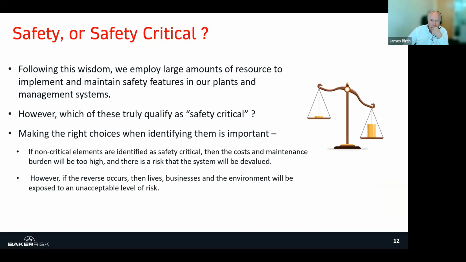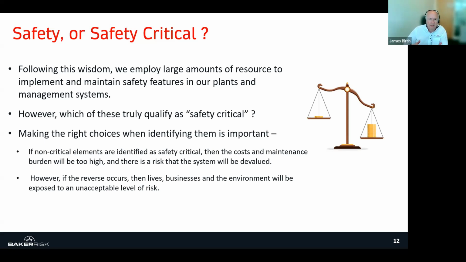Now, using that wisdom, we put a lot of effort into preventing these things happening. But it's important that we understand the balance we're dealing with. Not everything on our plants can be safety critical. We would not be able to resource, we would not be able to afford to run many of our processes if we said that everything connected to safety was absolutely critical. The burden would be so high, and there is a risk then that we devalue the system.